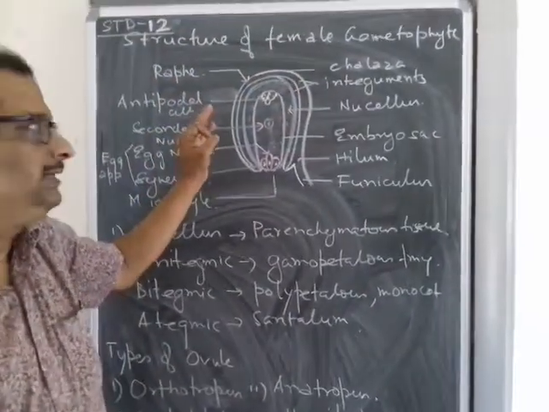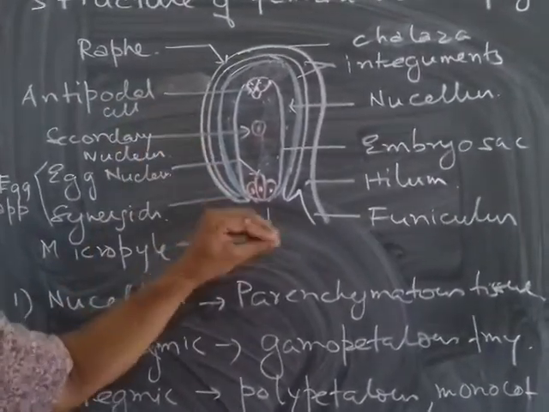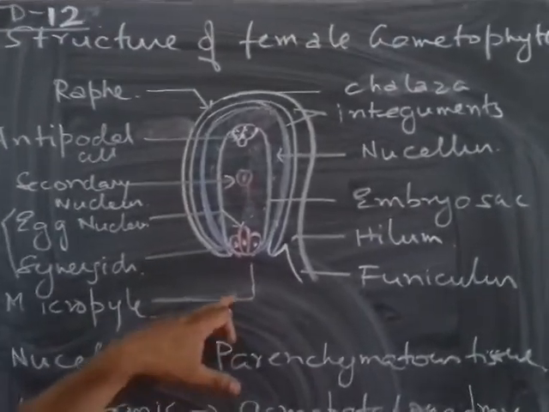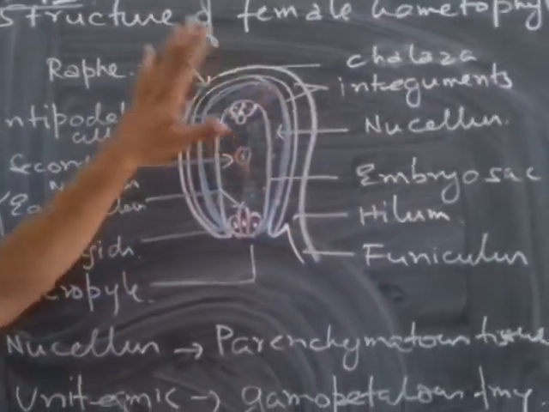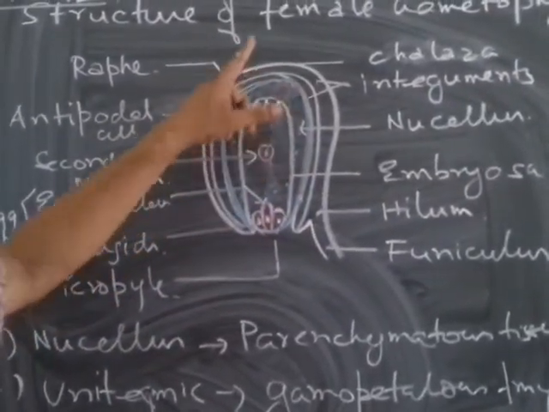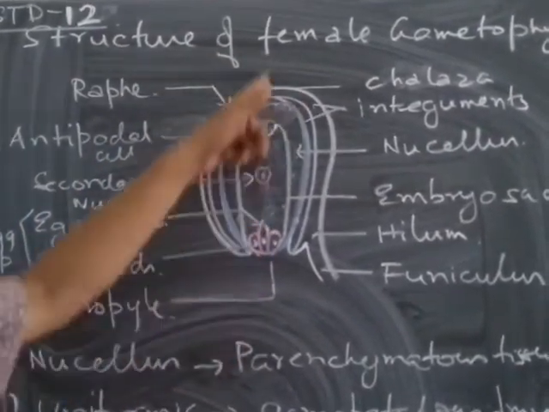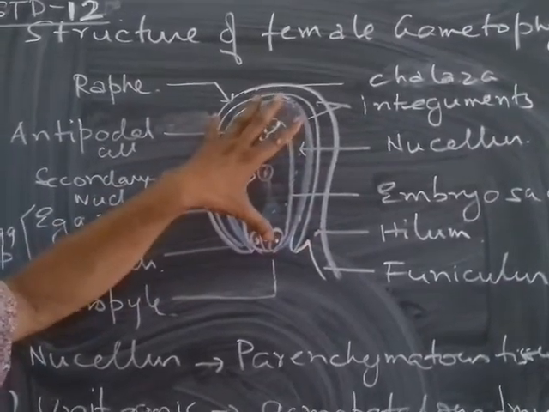You must be acquainted with this diagram, because one of the questions which is quite often asked in the council exam is the structure of the ovule or the female gametophyte. This is showing a typical anatropous ovule. Anatropous, we'll discuss it later on. That is, the chalaza and the micropyle lie in the same line. That type of ovule is called an anatropous ovule.